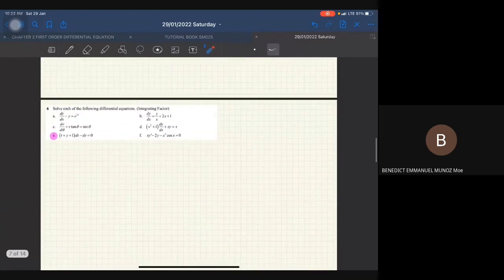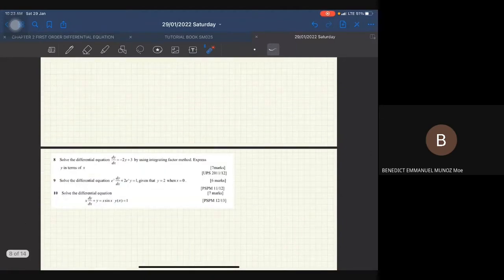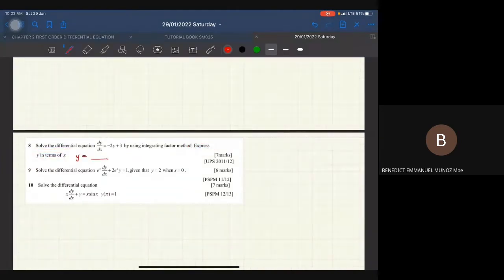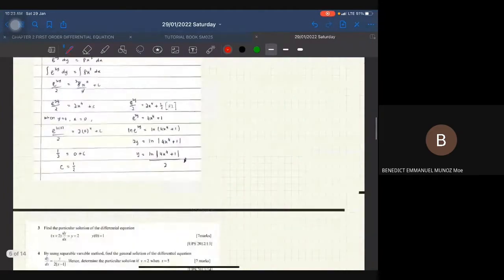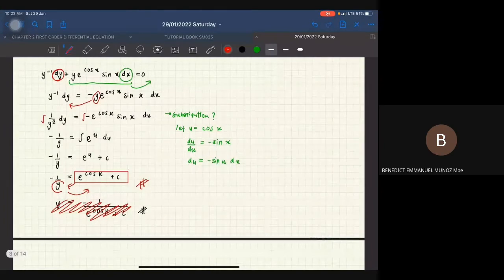Kejap saya pergi 2.3. Okay, kalau yang ni, this one dia memang cakap express y in terms of x. So kalau ini memang awak kena bagi y sama dengan apa? Tak boleh subjek selain daripada y. Kalau soalan tak mention, then okay je lah. No problem sebenarnya. Okay, so untuk soalan-soalan yang atas ni tak ada masalah pun kalau awak nak berhenti sebelum awak dapatkan y as your subject. Boleh faham tak?